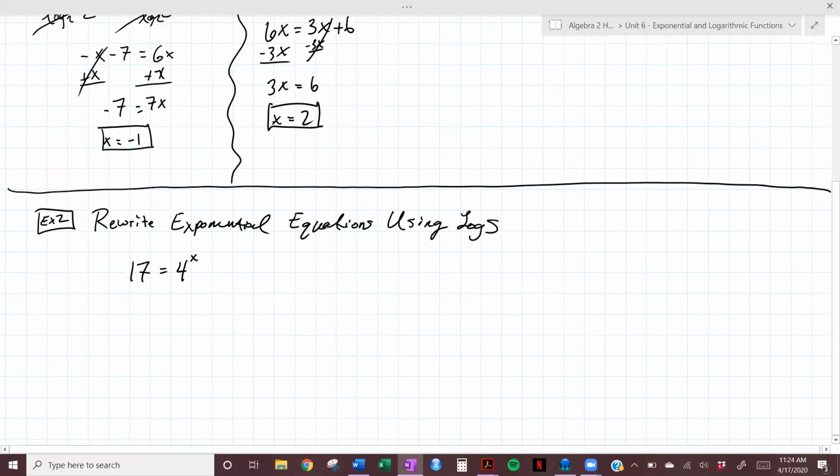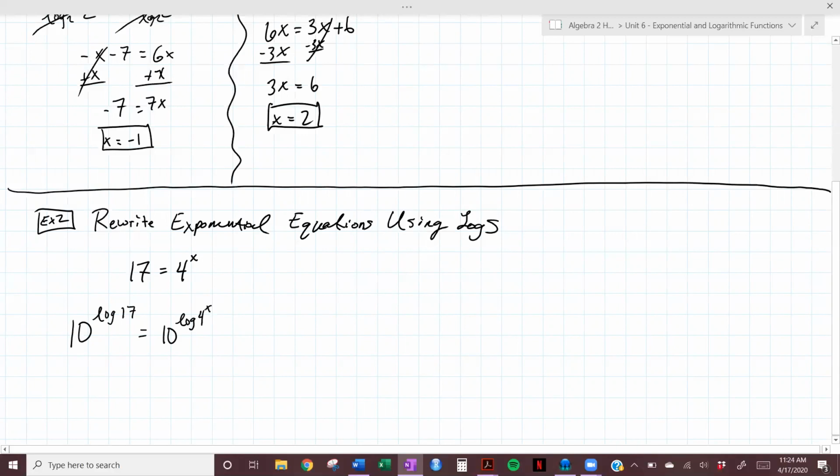So what we have to do here is write the equation using the powers of 10. Eventually we want to rewrite it using the powers of 10. Okay, so 17 = 4^x. So this is going to be 10^(log 17) = 10^(log 4^x).